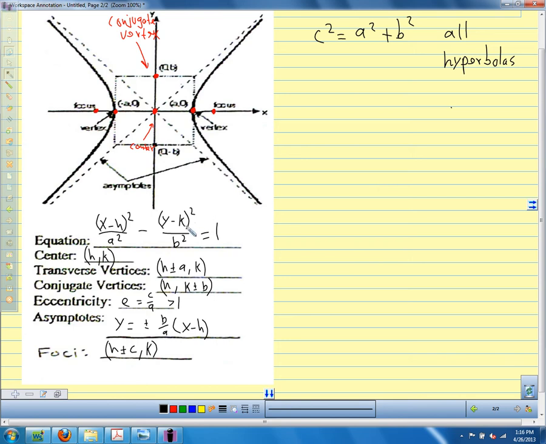So our equation looks very similar to an ellipse. We just have a minus sign. And the center, we find the center the same way. And again, A tells us how far to move from the center to get to the vertices. B tells us how far to get to the conjugate vertices. And C tells us how far from the center we need to go to get to the foci.